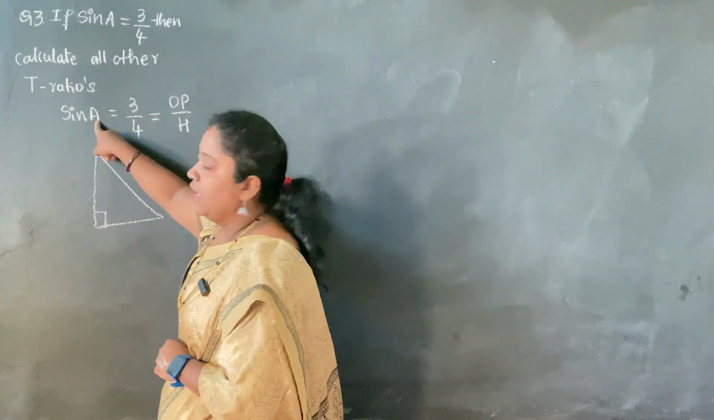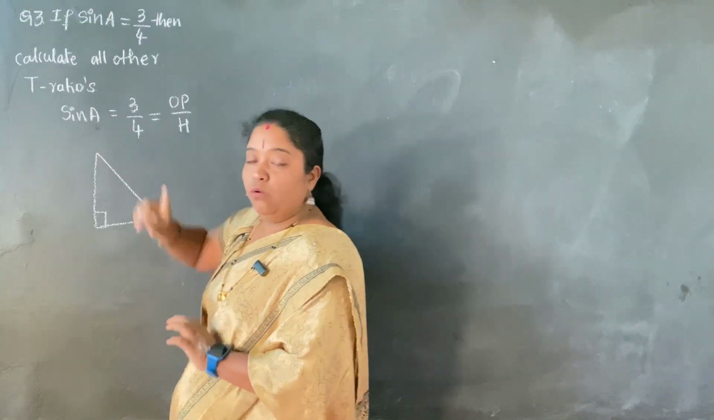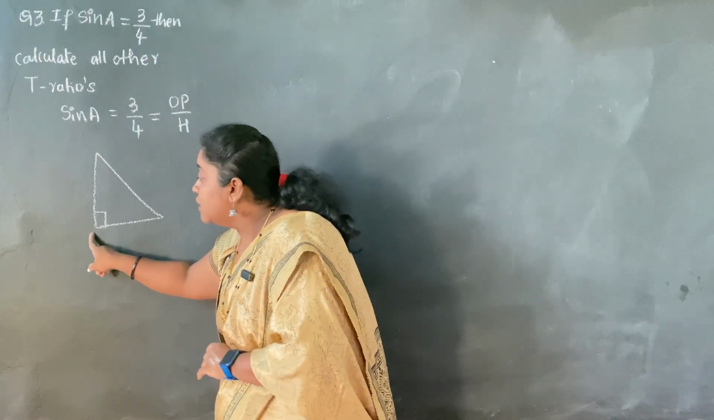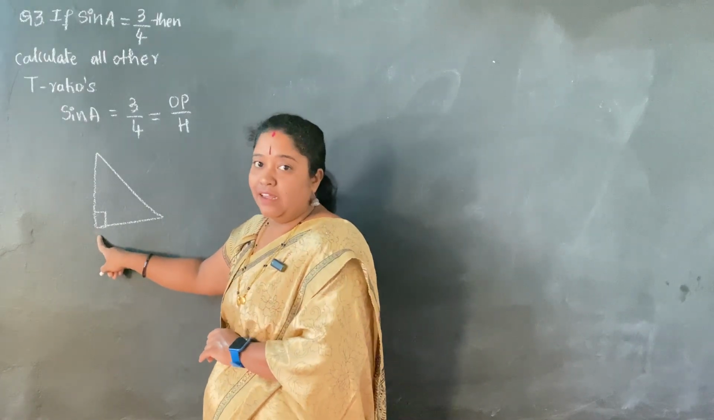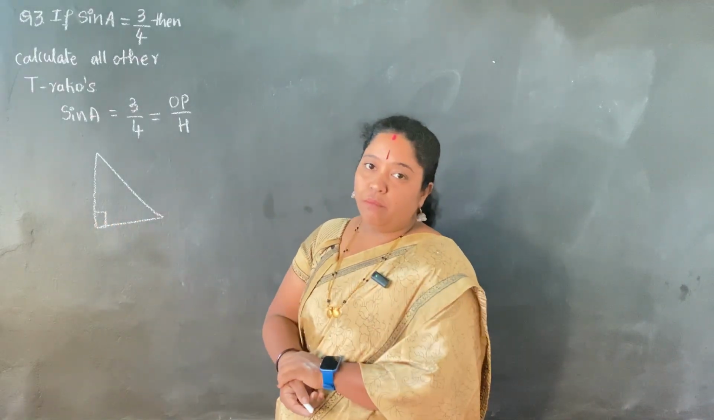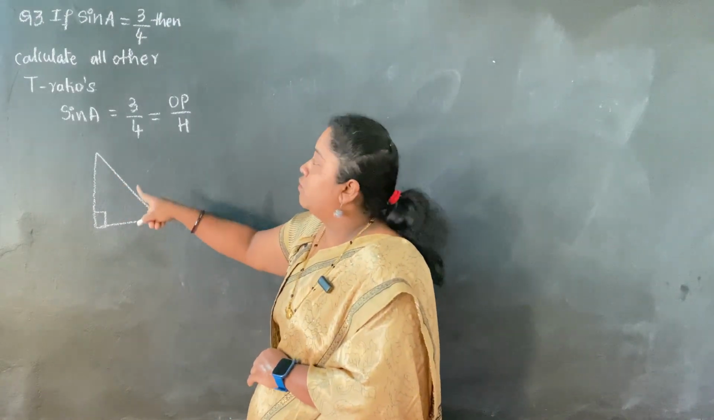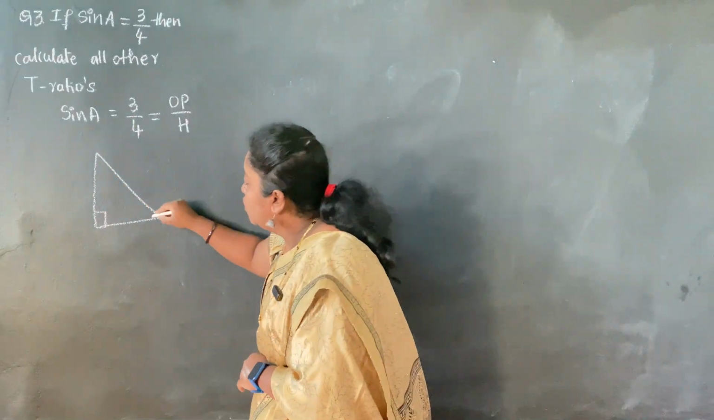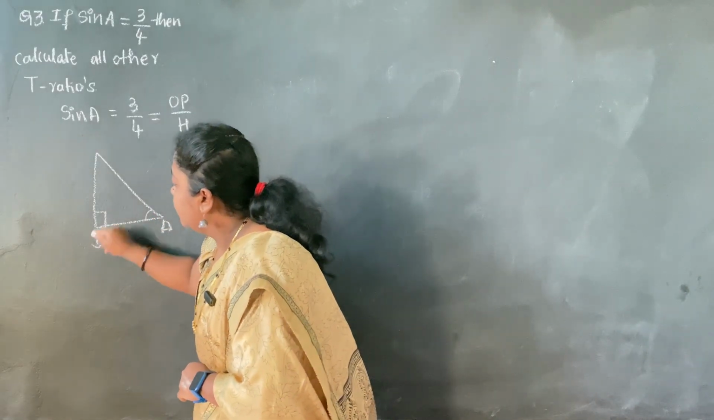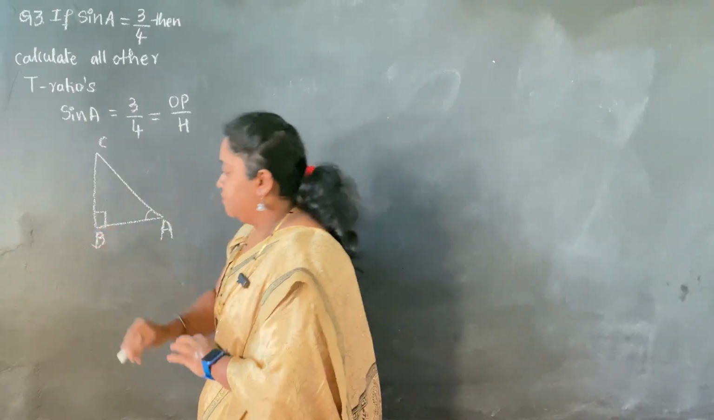Sin A is provided, and you know that trigonometric ratios can be applied only to acute angles of a right angle triangle. So I cannot consider this angle as angle A because this is 90 degrees, and for 90 degrees I am not going to apply any trigonometric ratios. Either this angle or this angle you can consider as angle A. Now I'll consider this angle as angle A, this as B and this as C. Now my diagram is ready with respect to sin A.